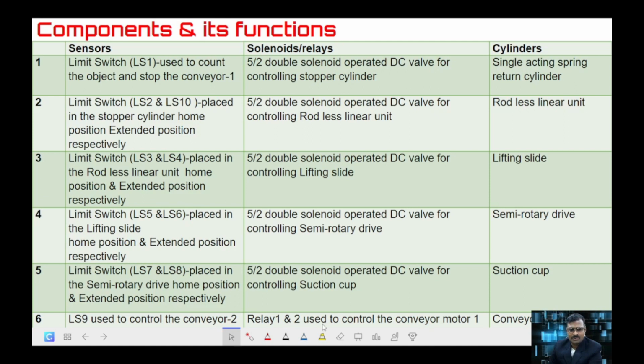So relay 1 and 2 are used for controlling the conveyor. And the cylinders: I mentioned here single acting spring return cylinder, but it is also a double acting cylinder, since we are going to have 5 by 2 double solenoid operated DC valve. So we are going to have double acting cylinder here as well, and rodless linear unit, lifting slide, semi-rotary drive, suction cup, conveyor motor 1 and 2. So these are the actuators, solenoid relays and sensors which are going to be used in this assembly.